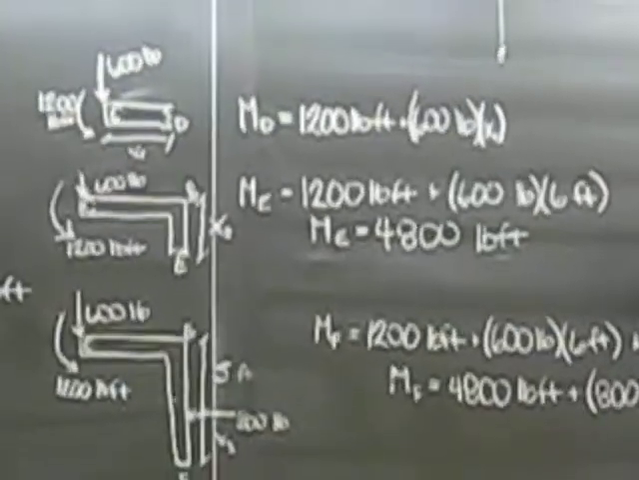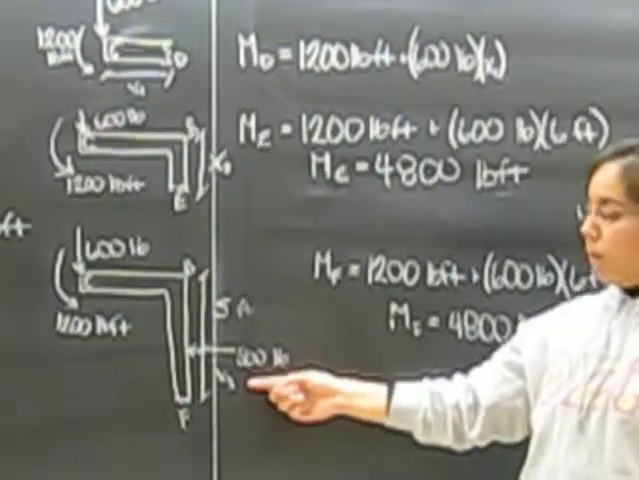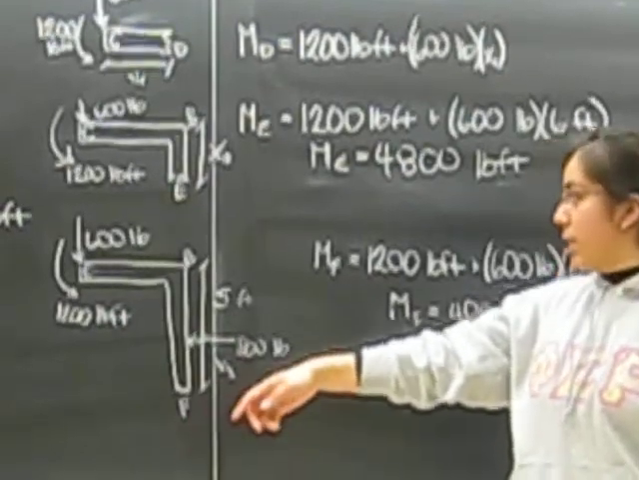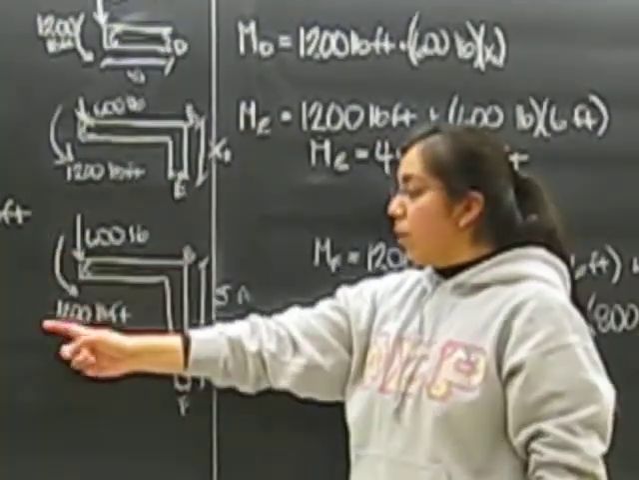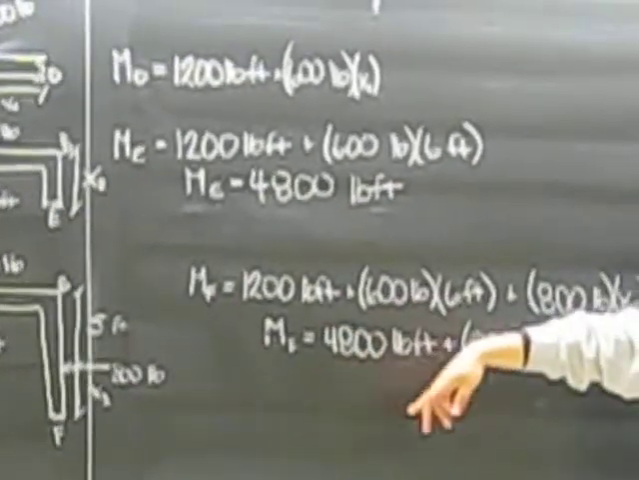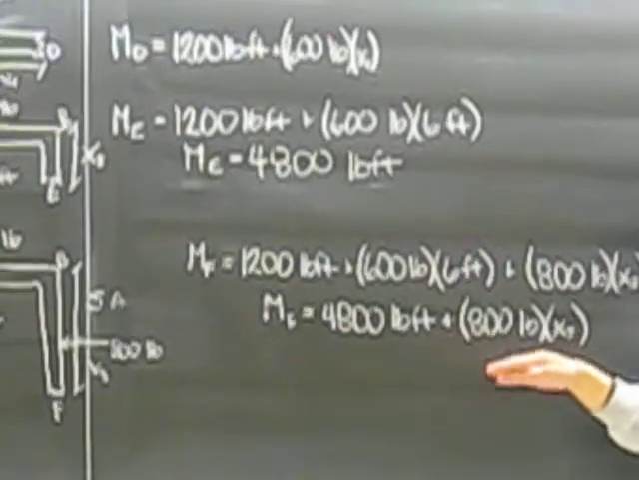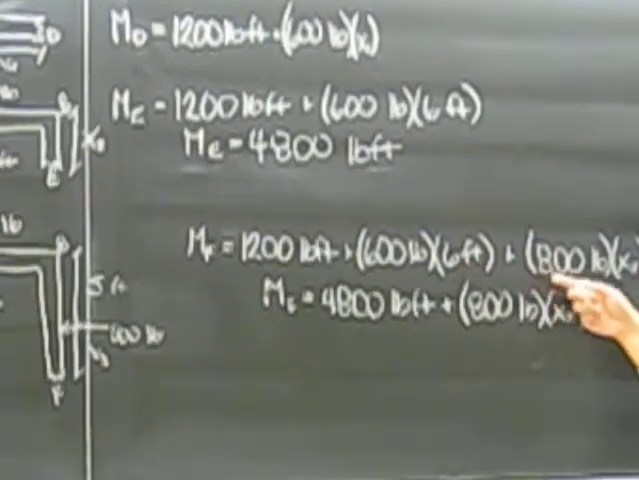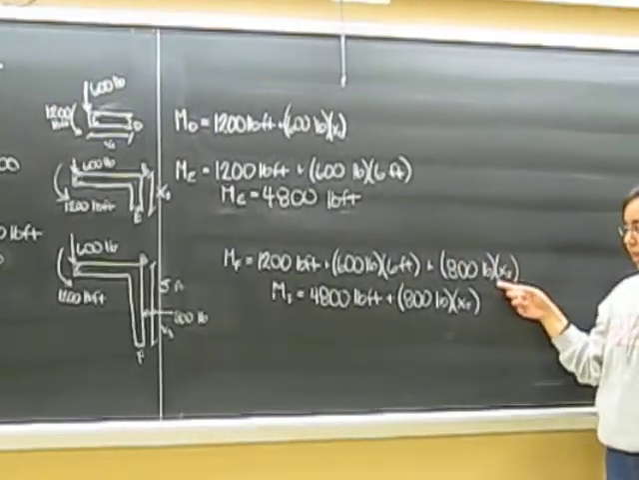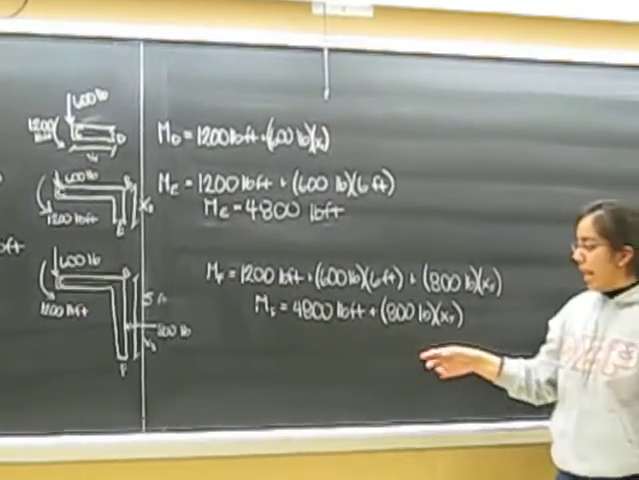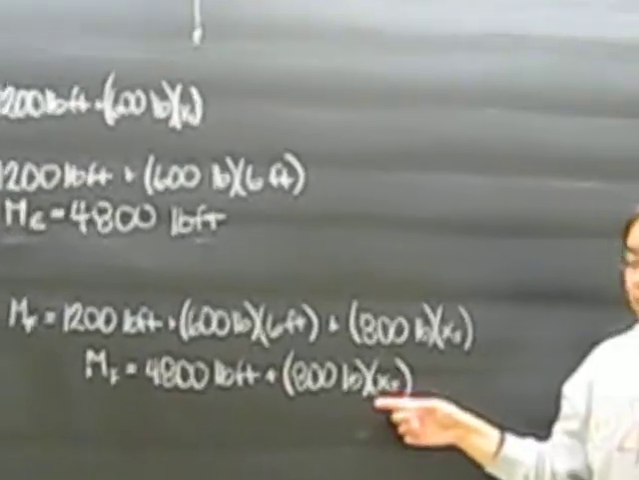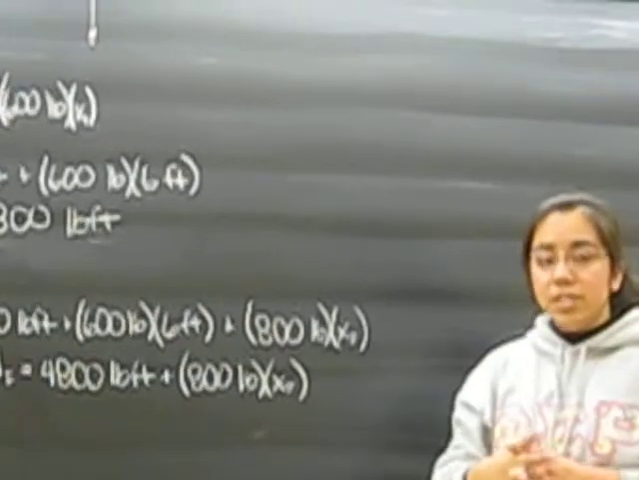For our third equation, we're going to make our third cut between this 800 pound force and point A, solving for the internal moment at F. Again, we have the similar moment, which is 1,200 pound-feet. We're going to add that to 600 multiplied by a horizontal distance of 6 feet. And then finally, we have this 800 pound force, which we're going to multiply by a distance of x3. This gives our last moment equation as 4,800 pound-feet plus 800 x3. Now we've solved for all 3 of our moment equations for the real frame.